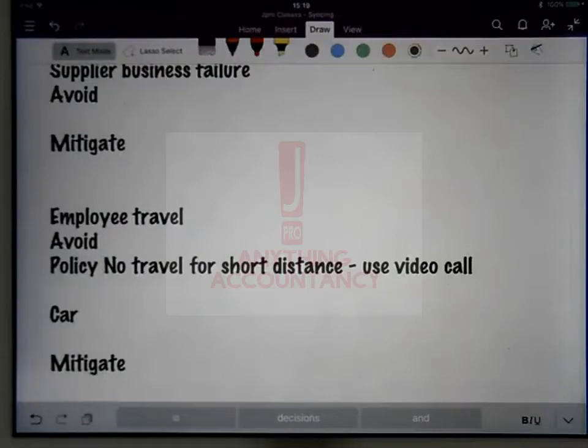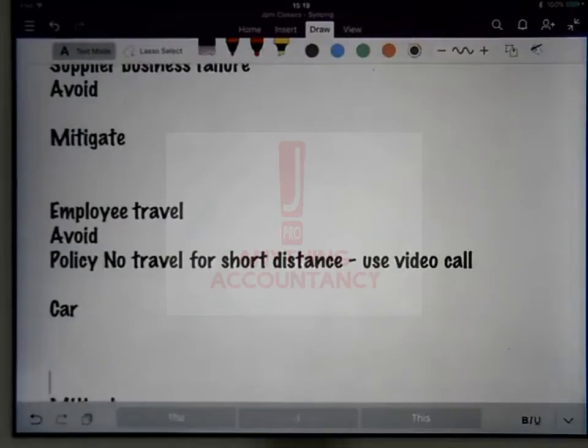Next thing. What else? Use car. Use land travel.